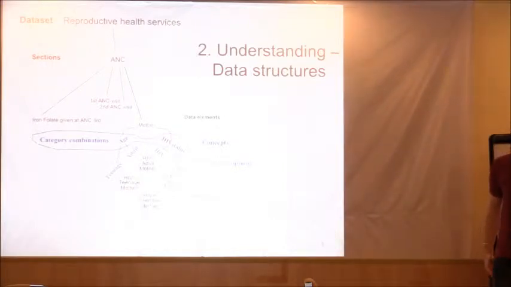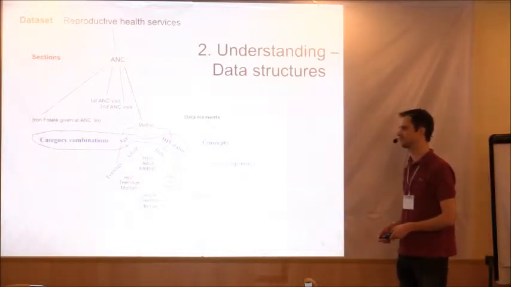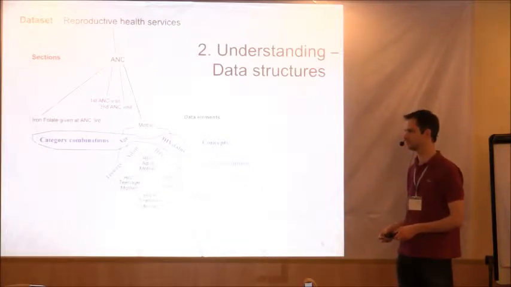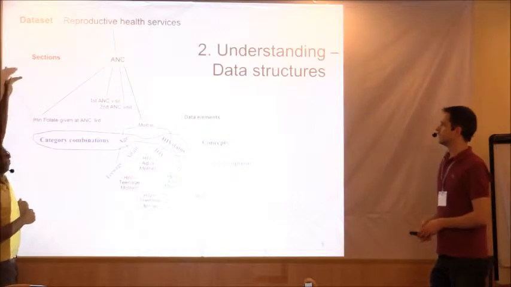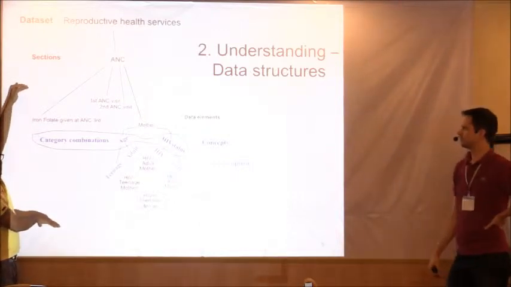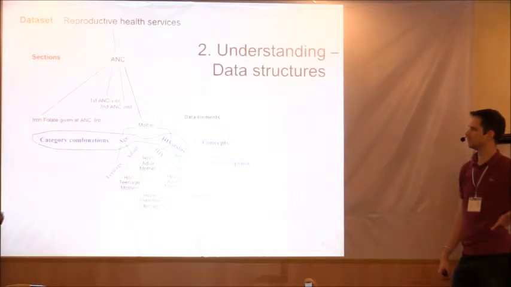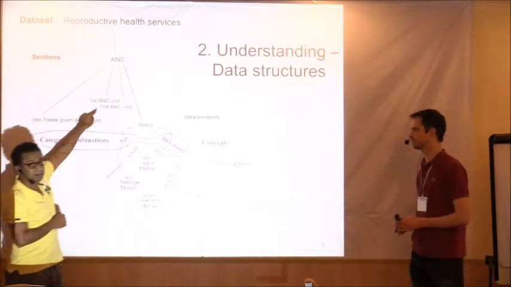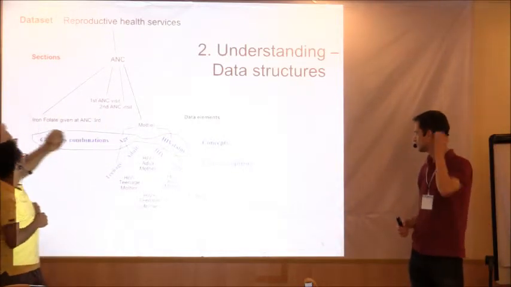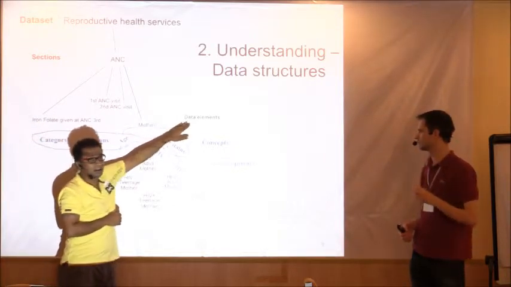Now I can see some data elements like folate given at ANC third, being categorized. When we have this slide, first it's understanding data structure. That's the main aim. Either you start from the top or from the bottom, but always start from the top. It's a reproductive health data set. Under this data set, we have a section called ANC. Under ANC, we have all these different data items: ANC 1, ANC 2nd, IFA, mother are the data elements.